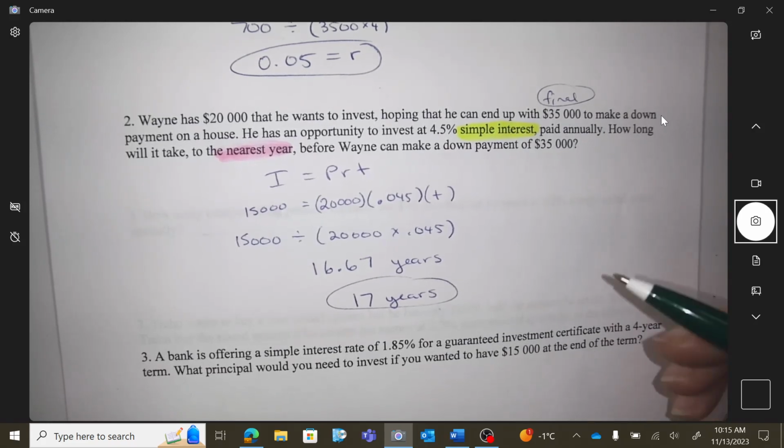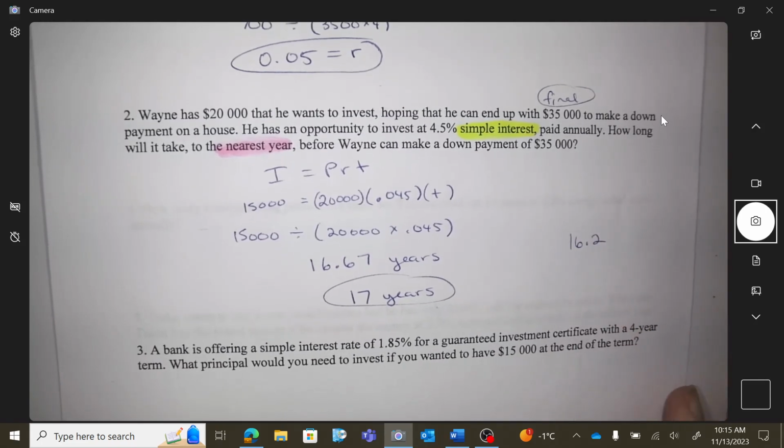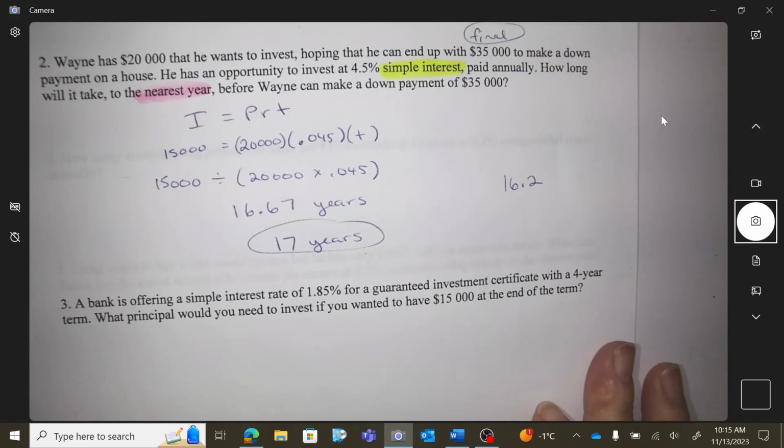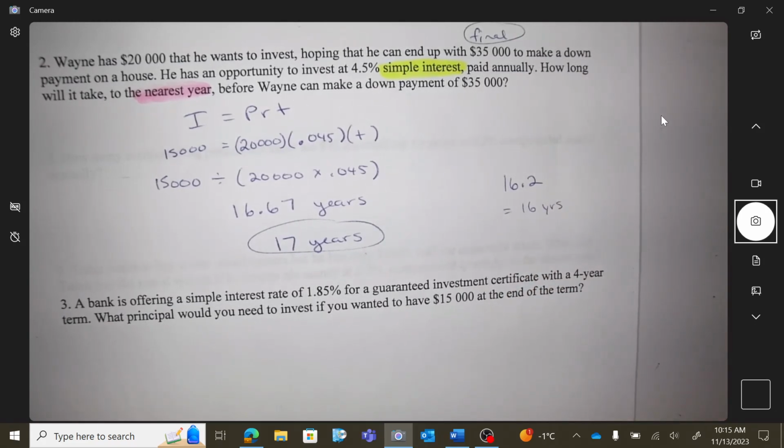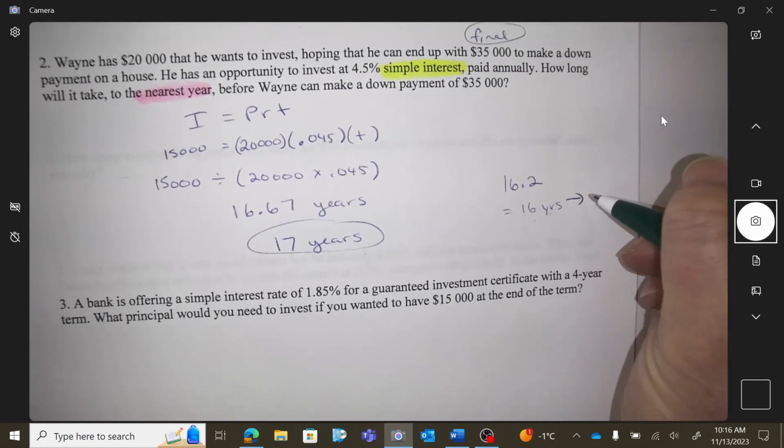What if it had been a 16.2? Could you answer 16 years? Would that make sense? No. Because you can't round down because you would not have enough money. If it takes you 16.2 years, let's say, to get the 35,000, you can't say rounding that you would be able to pay it in 16 years, because at the 16-year date, you don't have enough money. So you would still have to round up to 17.